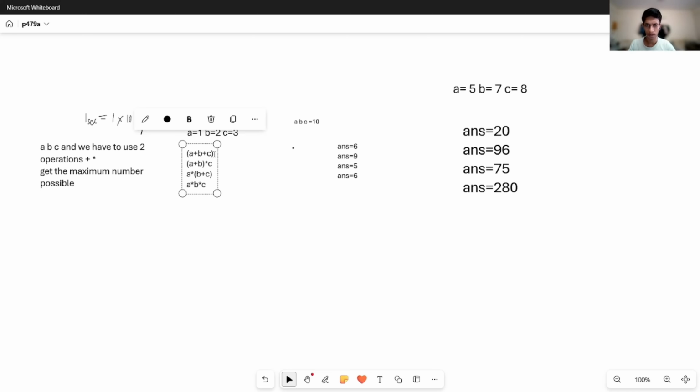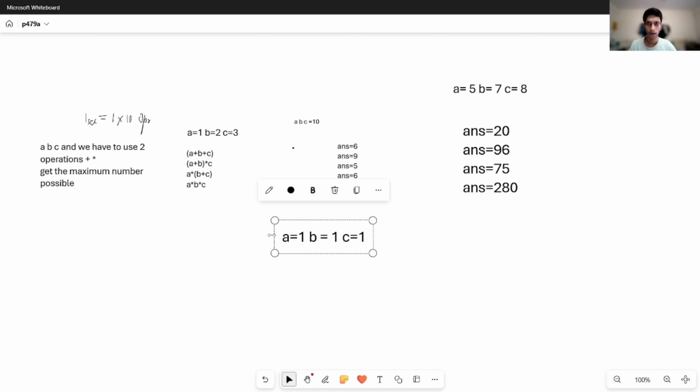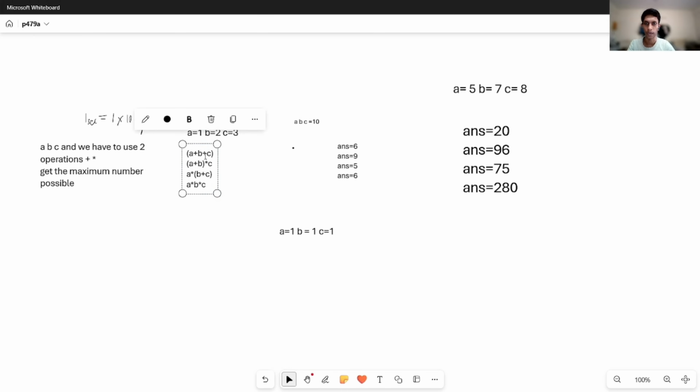We can get a value for this test case. Let's say that we have three values. A is equal to 1. Since A, B, C ranges from 1 to 10, B will be 1 and C will also be equal to 1. So for this test case, the maximum value which we will get is 3, by adding all the three numbers.